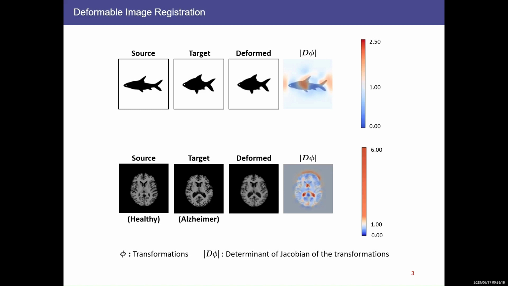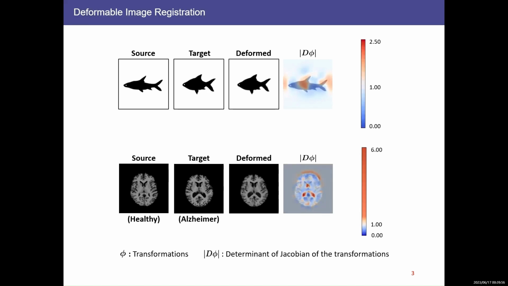The fourth column displays the results of deformation fields phi, represented by the determinant of Jacobian of phi, which provide informative information to analyze shape changes. Specifically, the red region shows expansion, the light blue shows no volume changes, and the dark blue shows shrinkage.